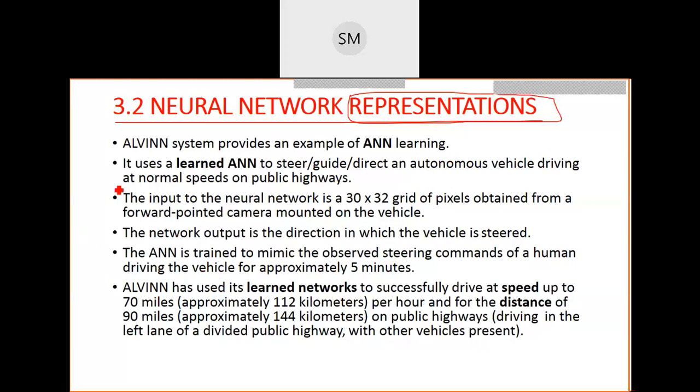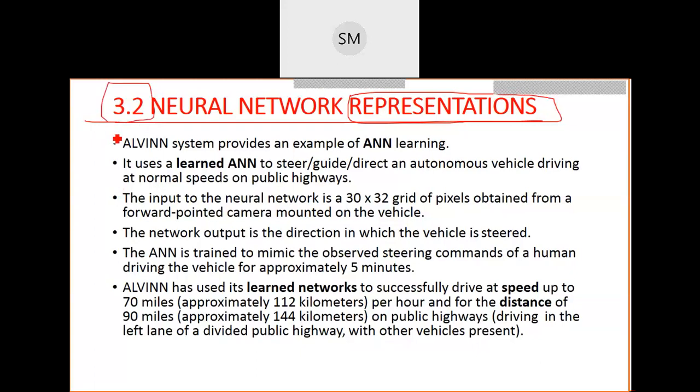One very important and interesting real-time problem I am going to explain now: we want to train our machine so that the machine itself should drive a real car. We can call it a driverless car, automatic vehicle, or autonomous vehicle. That problem I am going to discuss now in this topic, neural network representation.